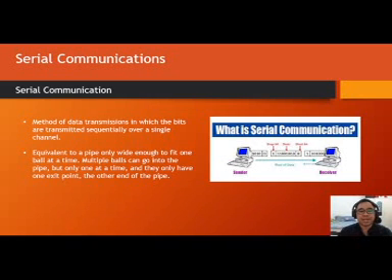So serial communications. Serial communication is a method of data transmission in which the bits are transmitted sequentially over a single channel. It's equivalent to a pipe only wide enough to fit one ball at a time. Multiple balls can go into the pipe, but only one at a time, and they only have the exit point at the other end of the pipe.